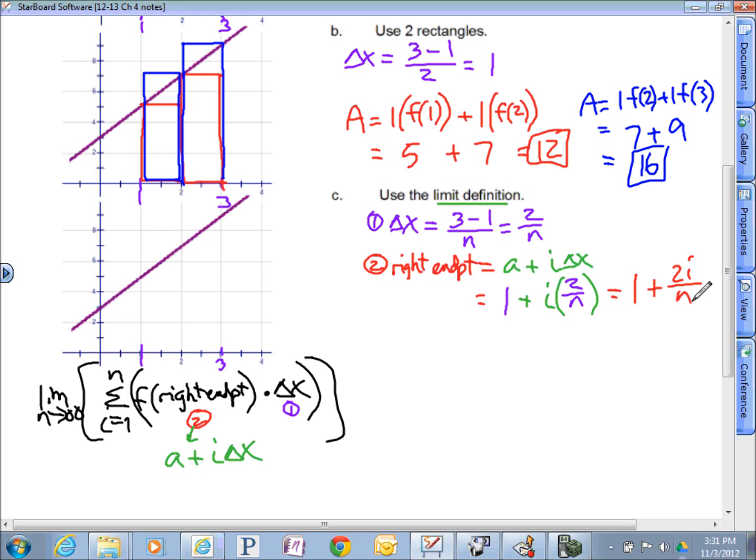Step 3. Now let's do f of that right endpoint.